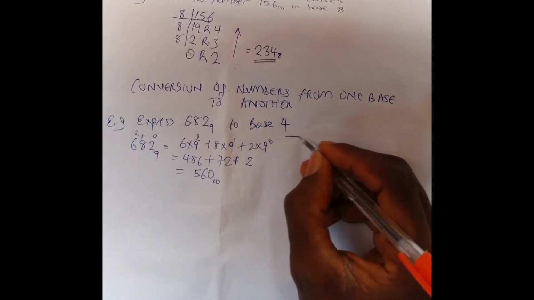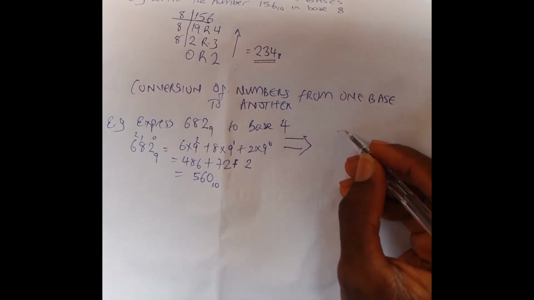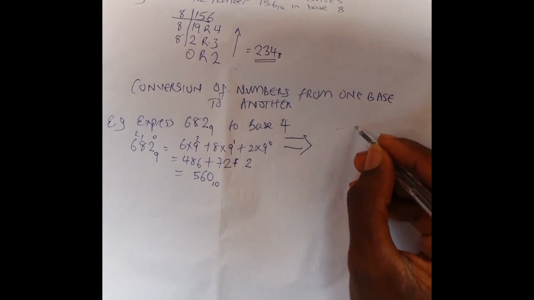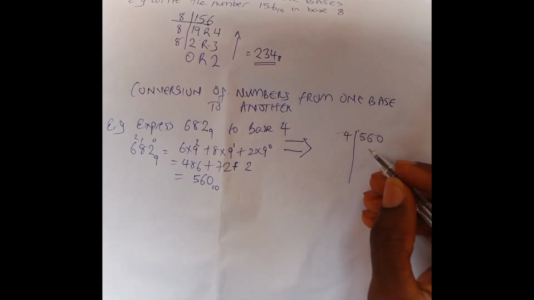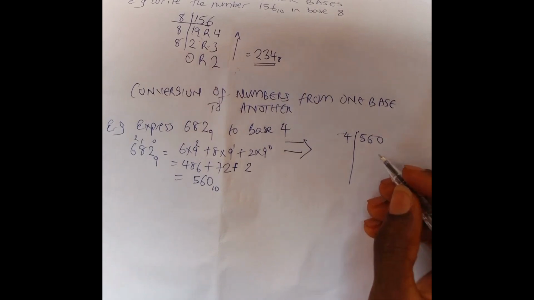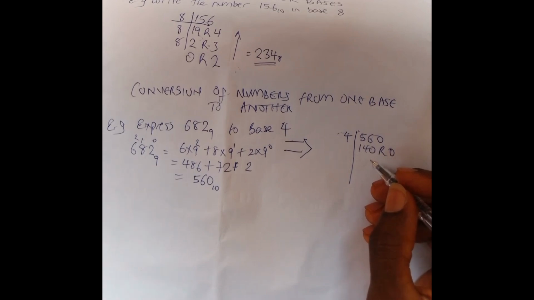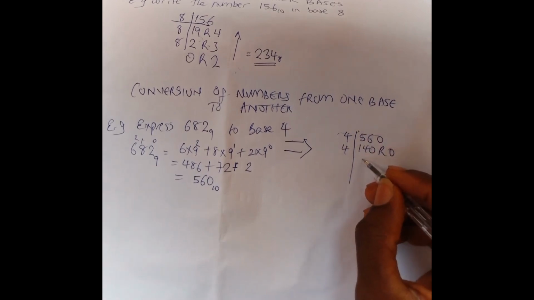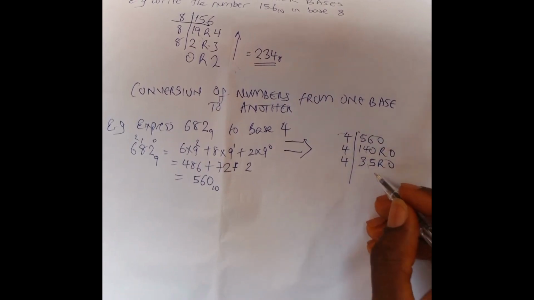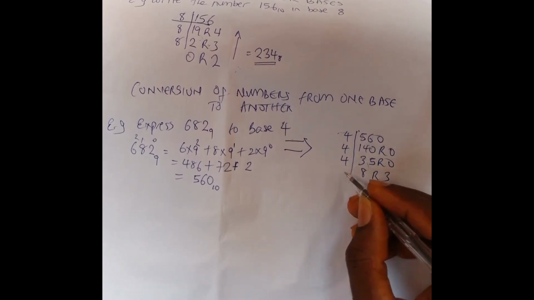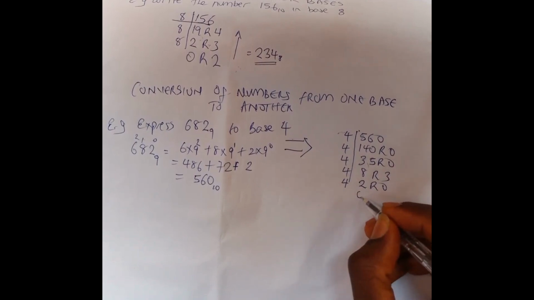Now it's in base 10. Now we can further solve to get the number in base 4. How do you convert to base 4? By dividing it by 4, all through by 4. So we have 560 divided by 4. 560 divided by 4, you get 140, remainder 0. 4 can still go. In fact, you are using 4 to divide everything. 35 remainder 0, 4 into 35, 8 remainder 3, 8 divided by 4 is 2, remainder 0, and 2 divided by 4 is 0, remainder 2.